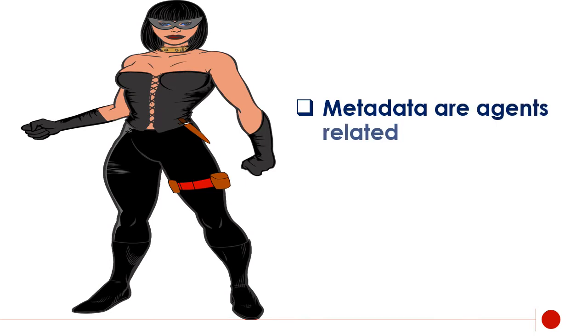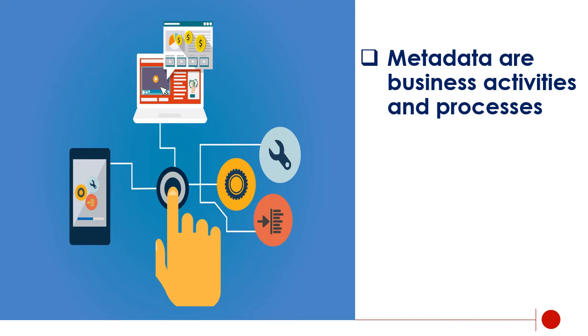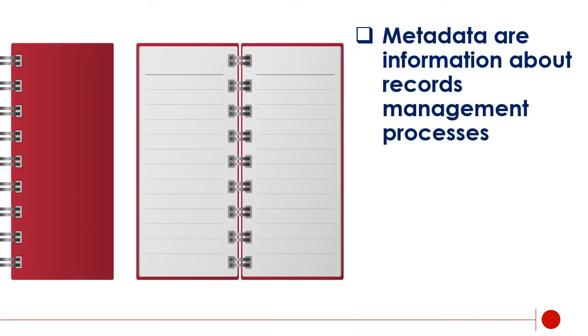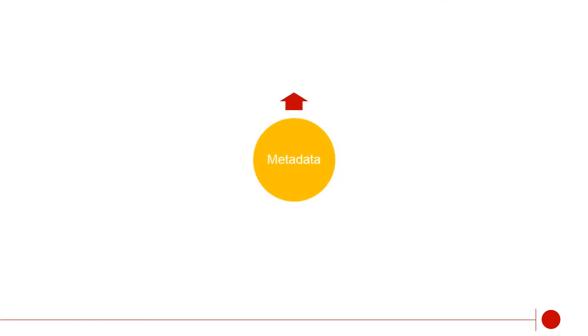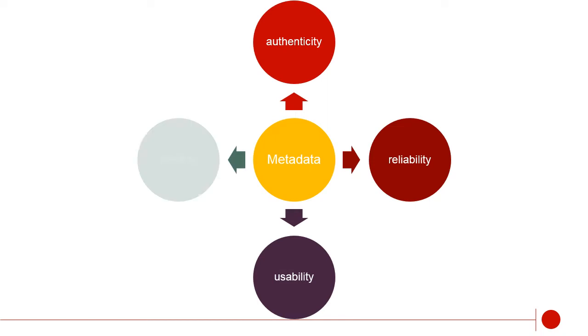Metadata are agents related to the record. Metadata are business activities and processes. Metadata are information about records management processes. Metadata ensures authenticity, reliability, usability, and integrity.